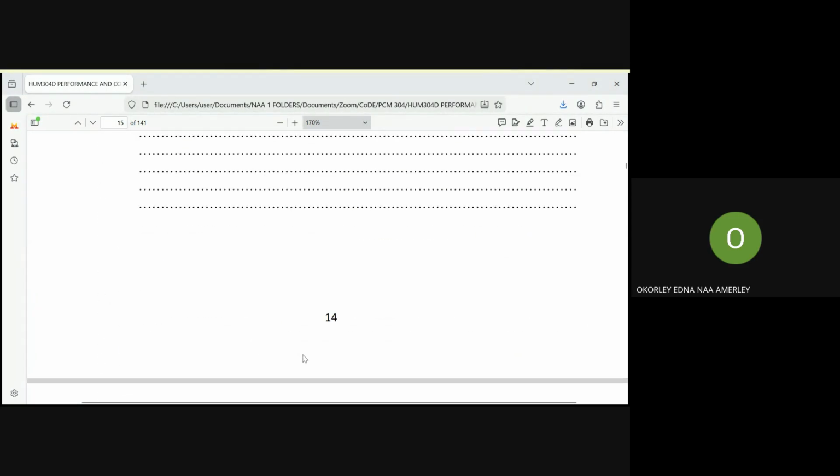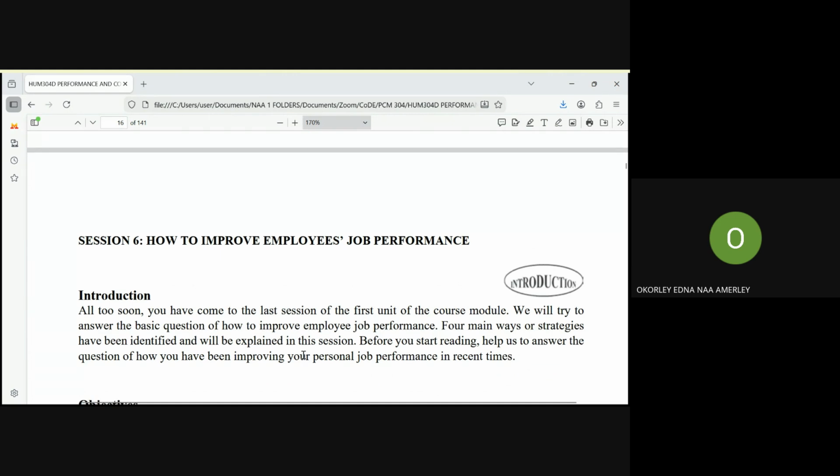That takes us to unit 6, how to improve employees' job performance. We have seen that there are some causes of employee poor job performance. So now I'm coming back again to you for you to tell me, how do you think we'll be able to improve upon these employees' poor job performance, so that it's like we want to right the wrong? Any suggestions?